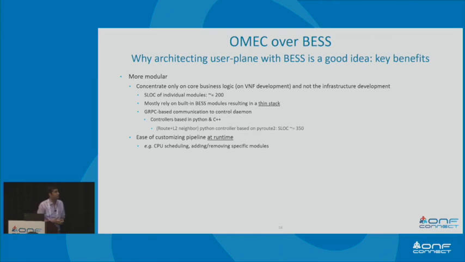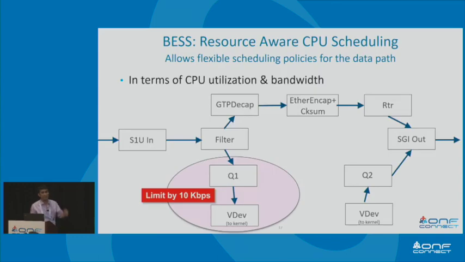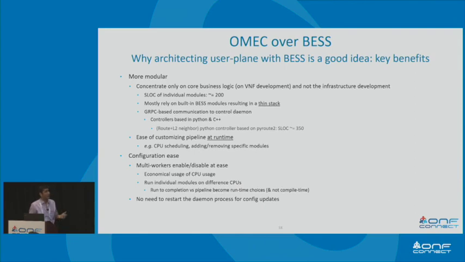The average source lines of code for each such module that we have written ourselves. So in this above example, GTP decap was not a built-in module. We had to write it from scratch. Modules such as these only span anywhere between 200 to 500 lines of code. So this results in an overall thin stack, which makes the entire stack very developer friendly, very easy to understand. The controllers, as I mentioned, can be written in Python or Go language or even C++.